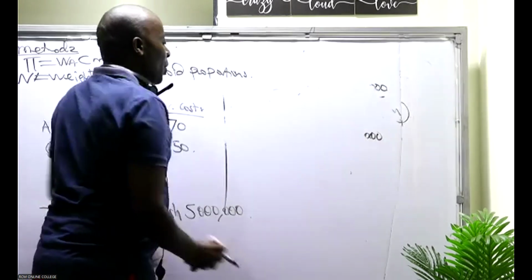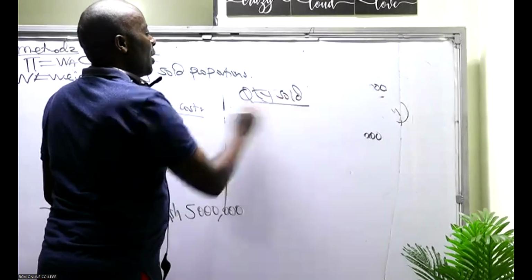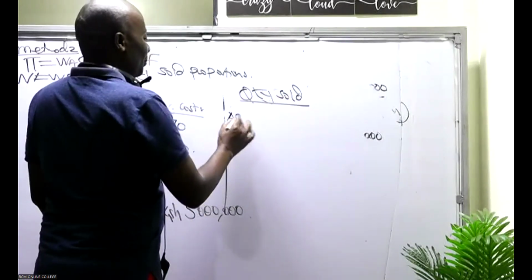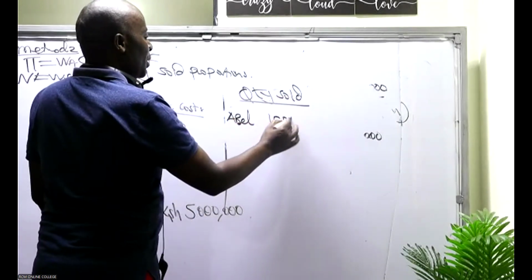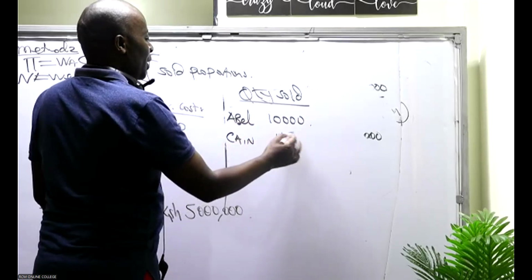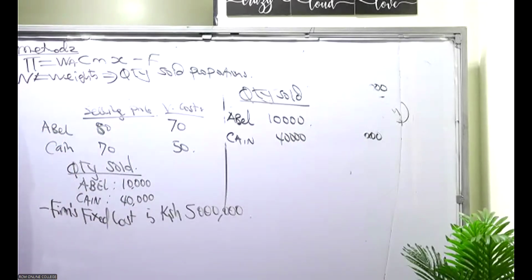So then we have our quantity sold. For our quantity sold, we have Abel, 10,000, and then we have Cain, 40,000. I would want to make these proportions, like Keziah is giving us there.